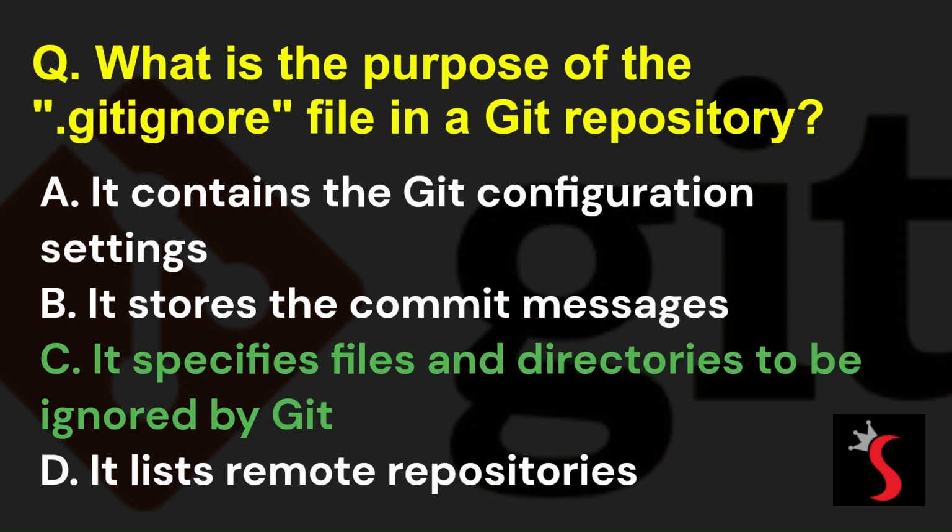And correct answer is option C. It specifies files and directories to be ignored by Git. The purpose of gitignore files is to ensure that certain files not tracked by Git remain untracked.